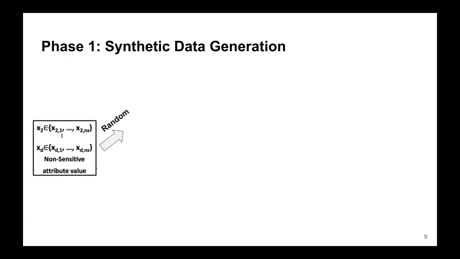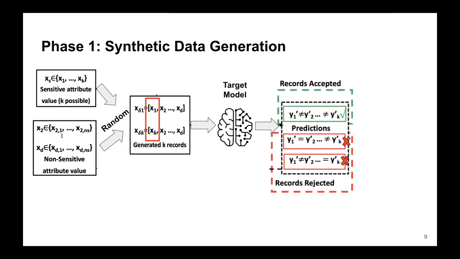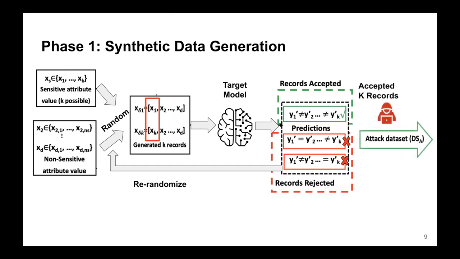Now let's look at the details of how phase one and phase two are designed in our attack. In the first phase, the synthetic data generation, we consider that the adversary knows the possible values of the non-sensitive and sensitive attributes. First, the adversary randomly picks the non-sensitive attribute values from the large pool of possible values. Then, for each of the k sensitive attribute values, it concatenates those values with the non-sensitive attribute values and generates k records. Then it makes queries to the target model and gets k predictions. The adversary only accepts all the records if all the k predictions are different. Otherwise, the records are rejected. In the next step, the adversary re-randomizes the non-sensitive attribute values, generates new records, and does the same process. Finally, the accepted k records contribute to the attack data set. So the output of the first phase is the attack data set.